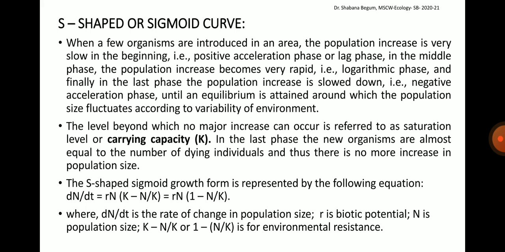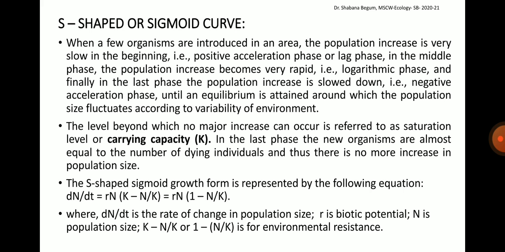Let's discuss the S-shaped or sigmoid curve. When a few organisms are introduced in an area, the population increase is very slow in the beginning, that is the positive acceleration phase or lag phase. In the middle phase, the population increase becomes very rapid, that is the logarithmic phase, and finally in the last phase, the population increase is slowed down, that is the negative acceleration phase, until an equilibrium is attained, around which the population size fluctuates according to variability of environment.